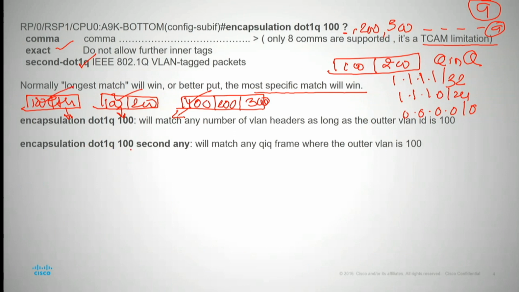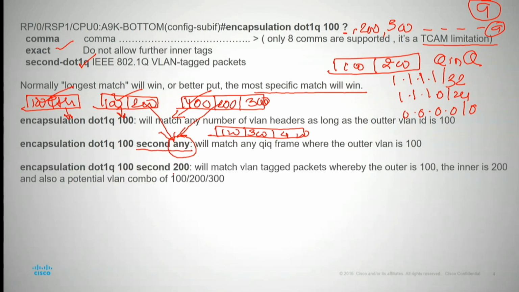Next is encapsulation dot1q 100 second-dot1q any. So the second VLAN tag could be any. In this case, these two will match. The first will not match because we have defined second any, so a second VLAN tag should be there. The other could be like 100, 300, 400, and we can match that packet here.